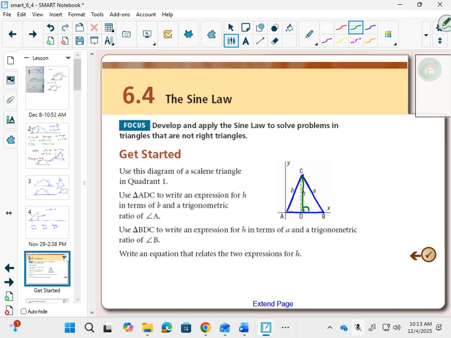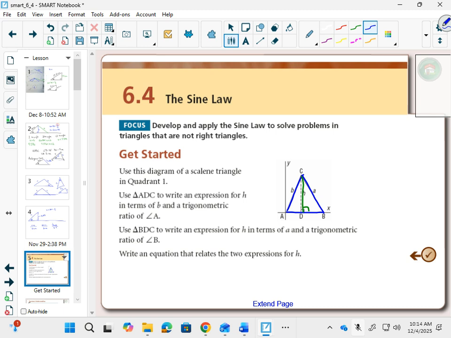I can at least do math with that triangle. But the problem is now with this green line, I split up side length A to B, so I don't know how long it is. But what they want me to do is they say, can you use triangle A, D, and C to write an expression for the height?